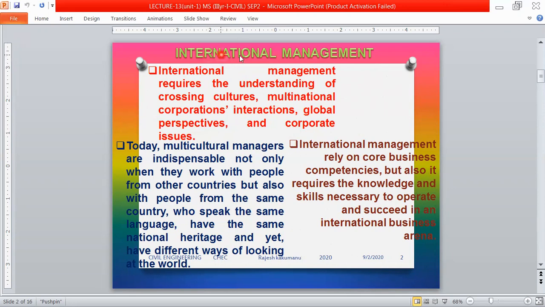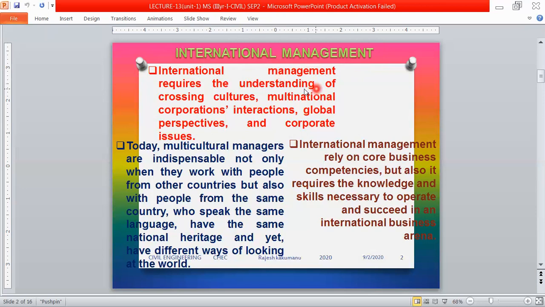To learn in depth about international management, after BTech you have to pursue an MBA, going for the MBA entrance, that is CAT, MAT, like this. In that you have specializations: finance management, marketing management, supply chain management, HR management, and international business management. In our course we are studying very briefly, just the introduction to international management.